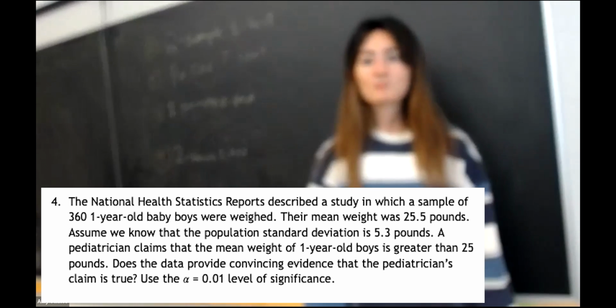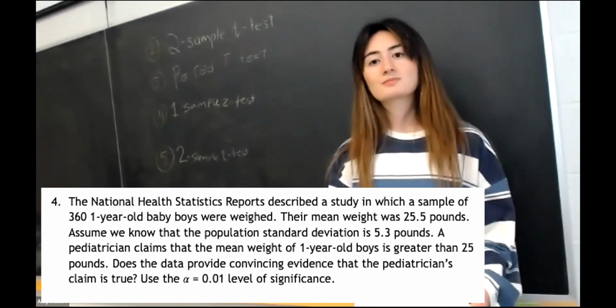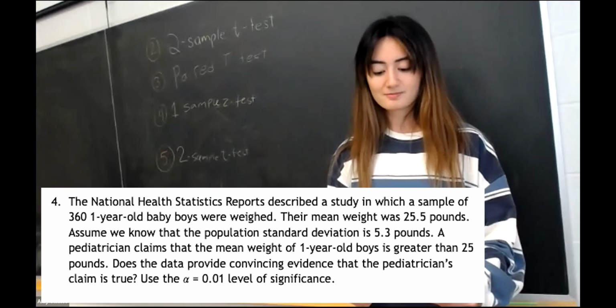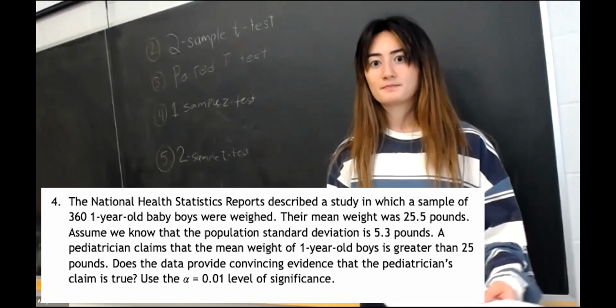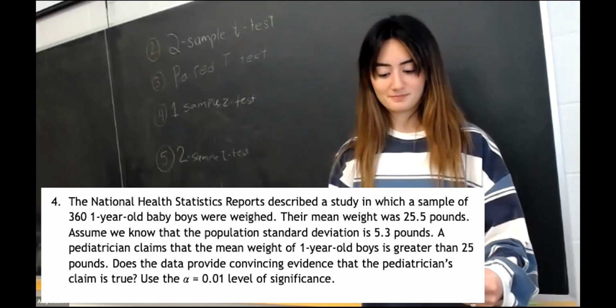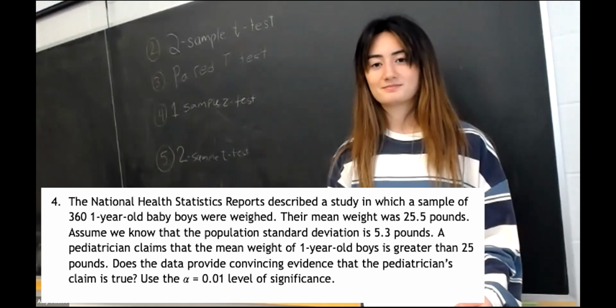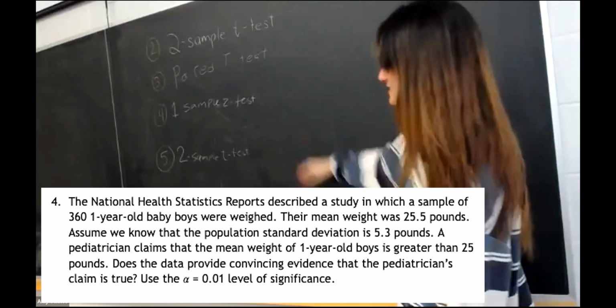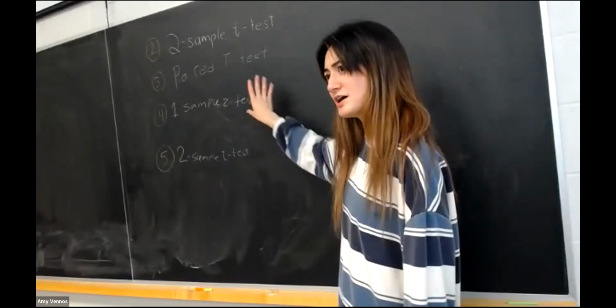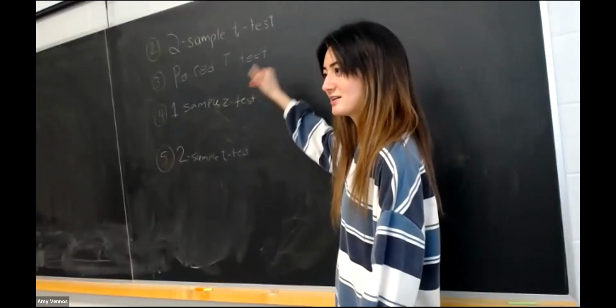So I said, it said that there was 360 babies, which makes it higher than 30. And then about the third line, it says we know that the population standard deviation is given, so that would mean a z-test. Yes, perfect. So we got a 1 sample z-test. Any questions, number 4? Good.